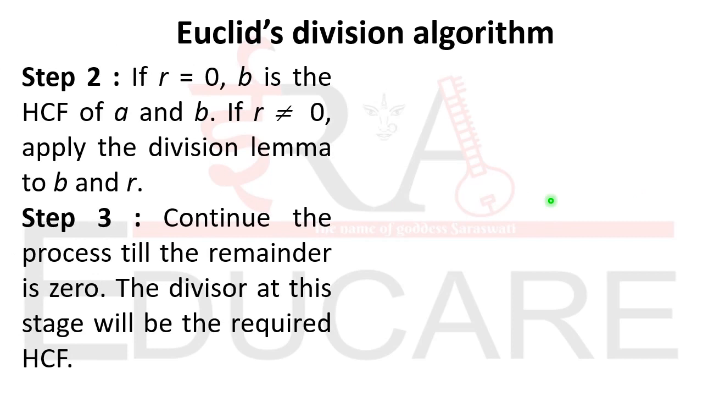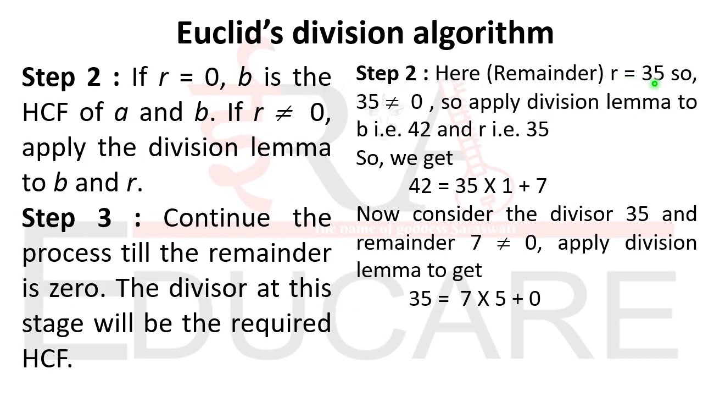Now step number 2. If R is equal to 0, B is the HCF of A and B. In our case, this does not apply. R is not equal to 0, so apply the division lemma to B and R. So now in our case, the remainder R is equal to 35, right? So 35 is not equal to 0. So apply the division lemma to B equal to 42 and R equal to 35, because B is the divisor here. So the divisor is 42 and your remainder was 35, right?